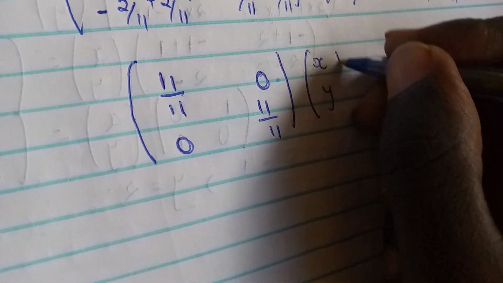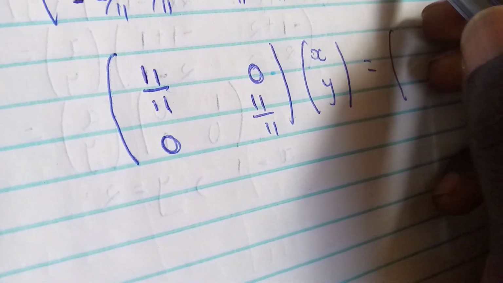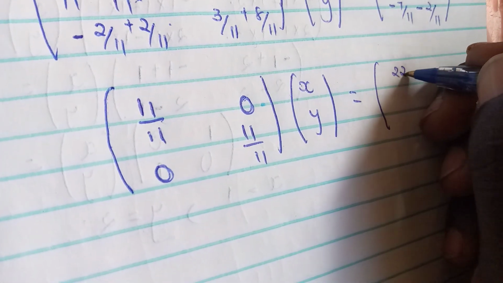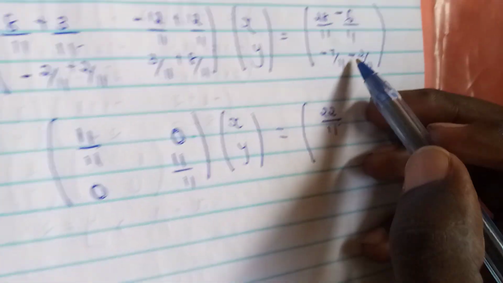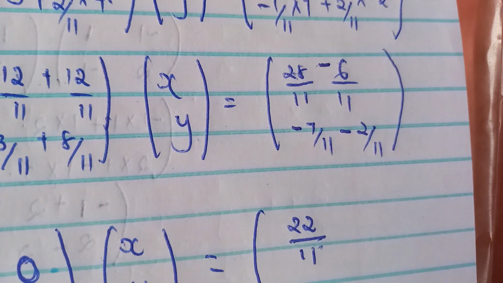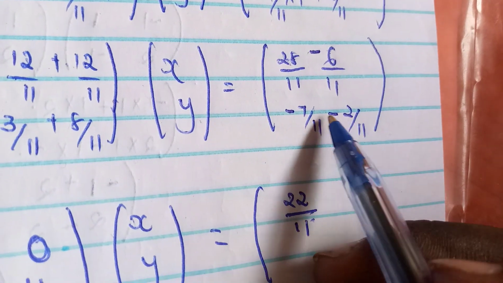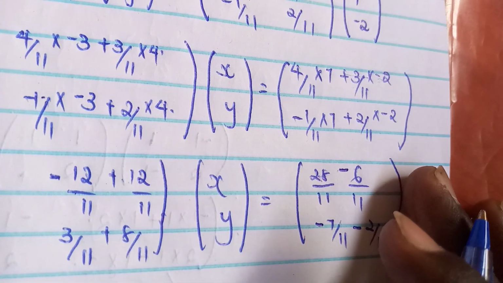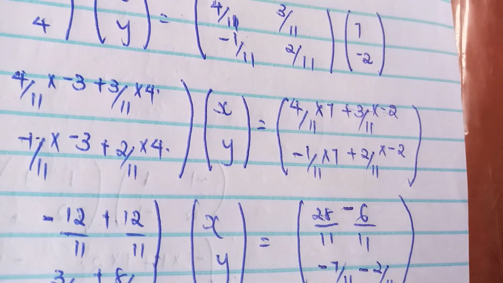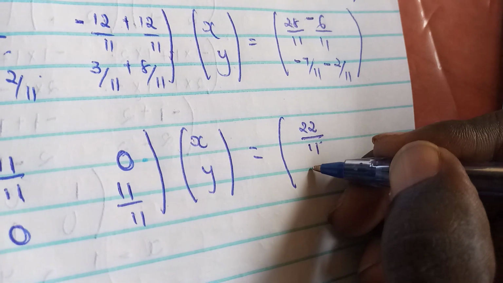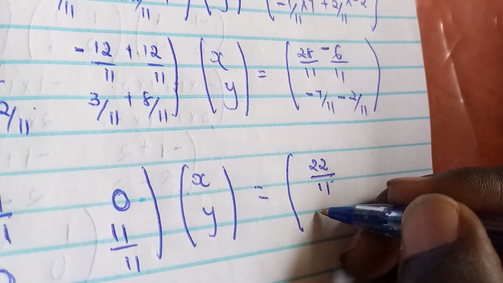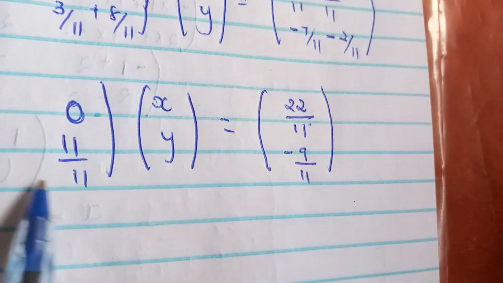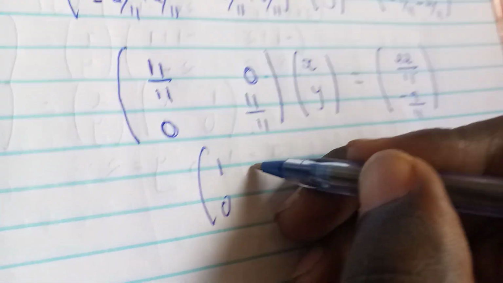We are multiplying it by x y, which equals 28 minus 6. What do we remain with? We remain with 22 over 11. And this is negative 7 minus 2, so it's like they're adding these two of them, leaving us with negative 9 over 11. So what do you remain with here? 11 over 11, leaving you with 1, 0, 0, 1.